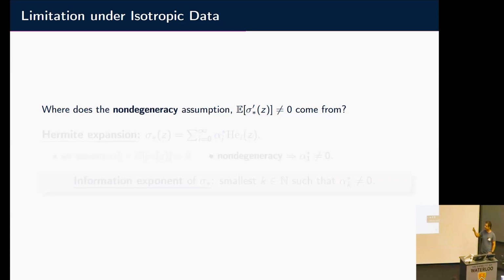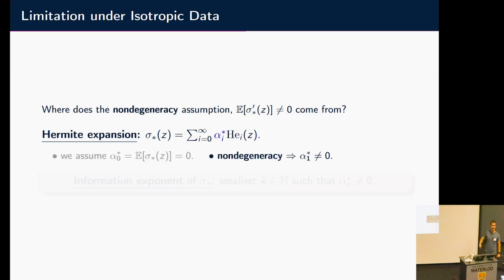Now, this non-degeneracy condition says that the expectation under the Gaussian measure of the first derivative of sigma star is non-zero. So where is this coming from? You can write down the Hermite expansion of this target function, and this condition is equivalent to saying that the first Hermite coefficient is non-zero.